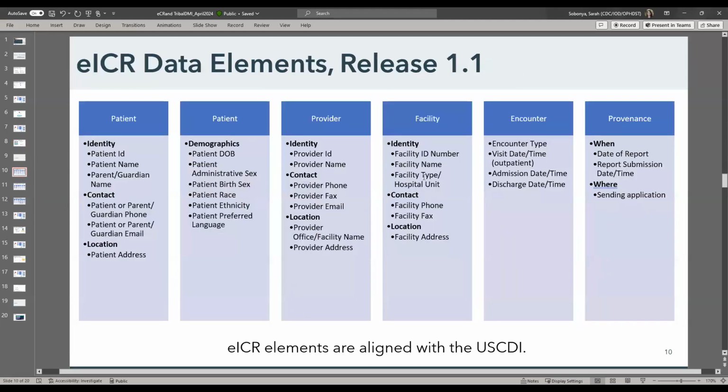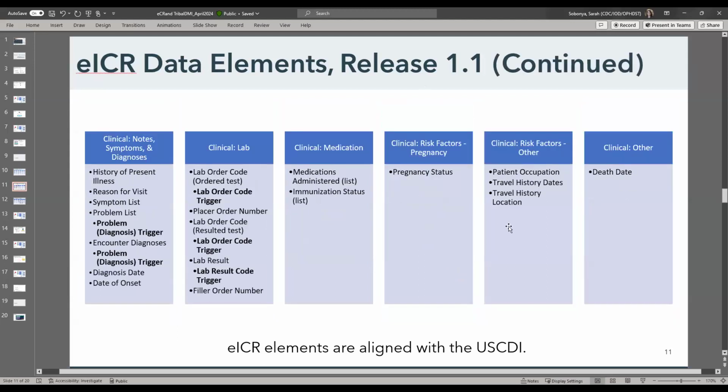And let me just skip down to what data is contained within that electronic initial case report. So again, it's aligned with US CDI. Release 1.1 is the release currently in use. So the report would include this data here. Also this clinical data. We found that patient occupation has actually been really interesting and useful to public health. California published an article recently about how they identified an outbreak of a condition based on patient occupational data.